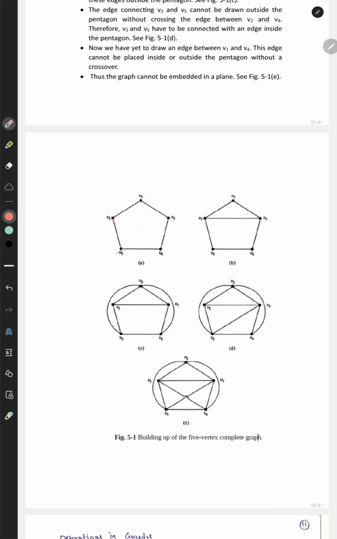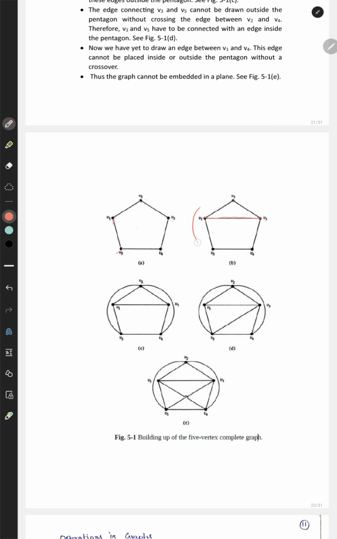Once we have drawn these 5 edges, we get a cycle, and the plane is divided into 2 parts, inside and outside. Now the edge from v1 to v3 you can keep either outside or inside. Without loss of generality, if you keep it outside, a similar argument will continue, and we will show that it is not going to be planar. We are going to have edges crossing. So without loss of generality, let's take v1 to v3 and draw it inside. Either it can be drawn outside or inside. Suppose we draw it inside.